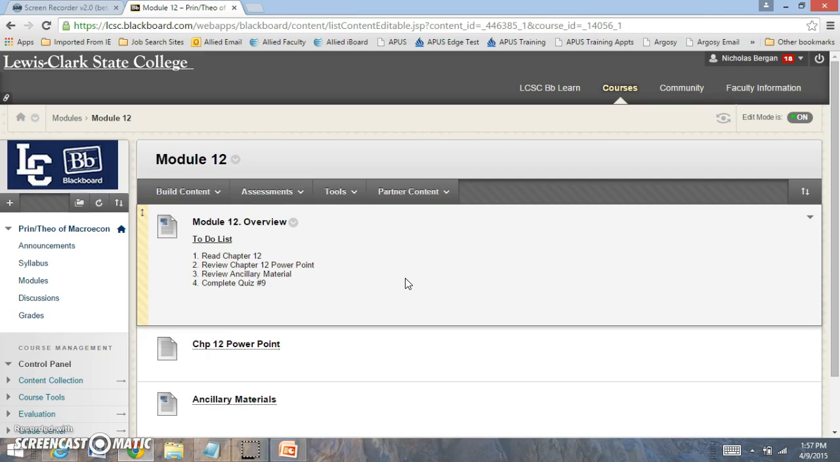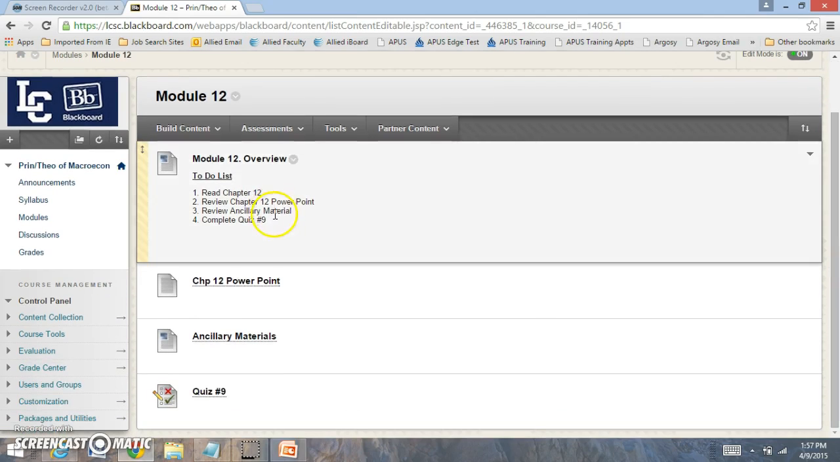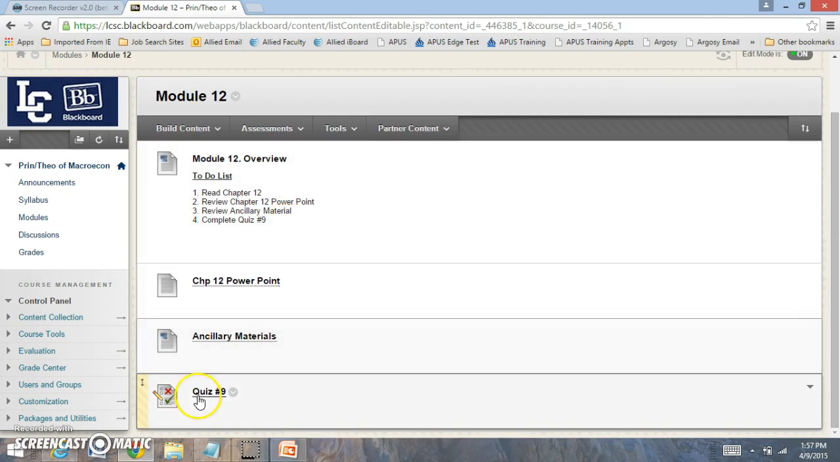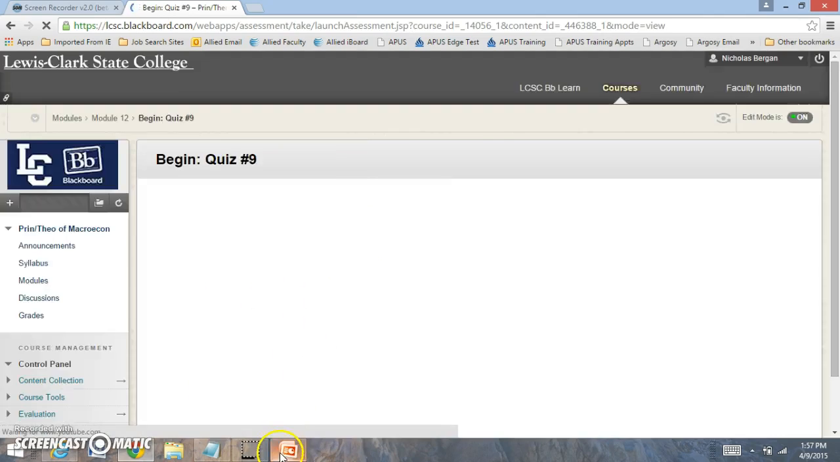In Module 12, we're going to be reading Chapter 12, and you're going to be completing Quiz Number 9. On Quiz Number 9, you have two attempts, and I'm going to take the highest of those two attempts. So make sure to focus on those two attempts.